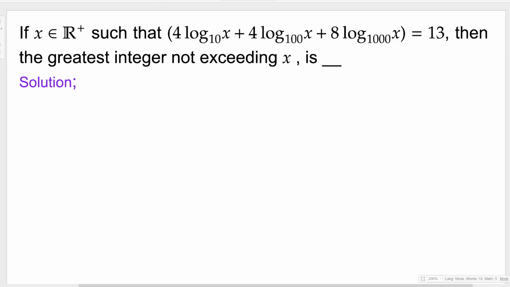So consider this given problem statement. If x belongs to the set of positive real numbers such that this particular equation is satisfied, then the greatest integer not exceeding x is equal to what? So we need to solve this one.